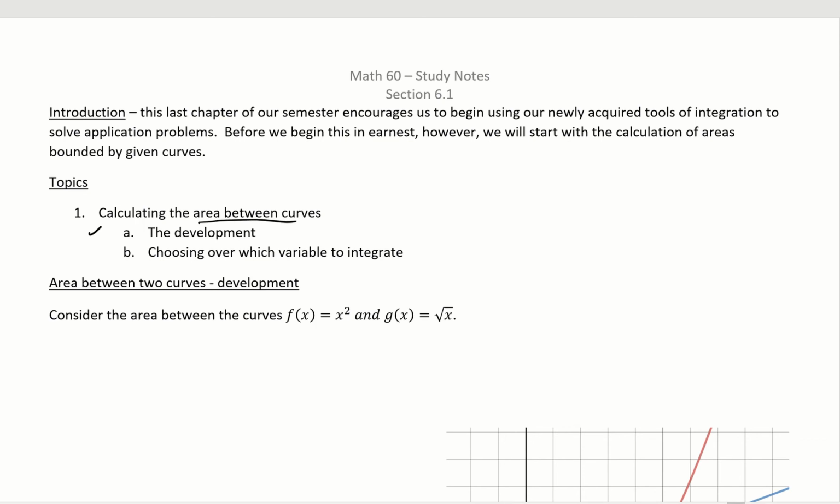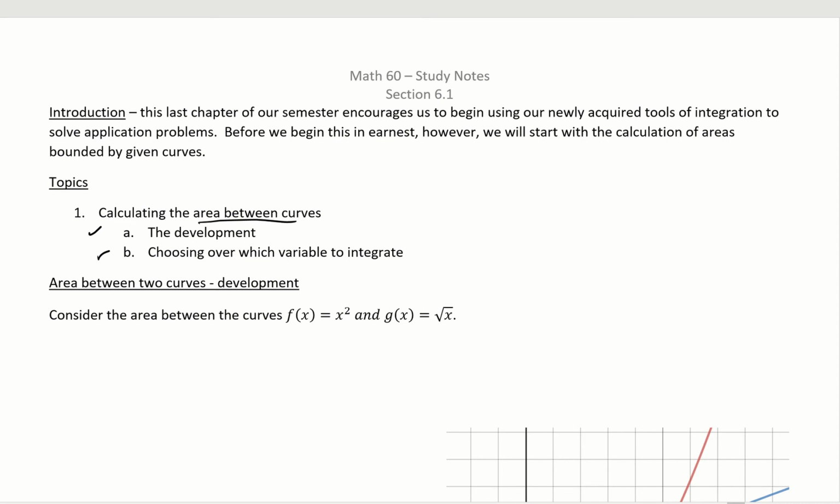All right, so the whole thing is basically, are we able to come up with the area between curves? How do we develop it? And how do we choose the variable over which to integrate? Now, in this section, it's a big step for you guys coming up. We don't always integrate with respect to x. There will be times where it makes more sense to have our Riemann sums, our rectangles, be sideways. We'll get to that. Let's look at this one.